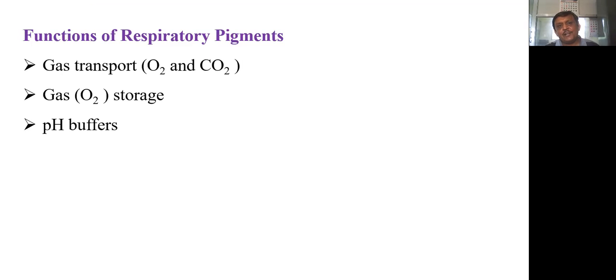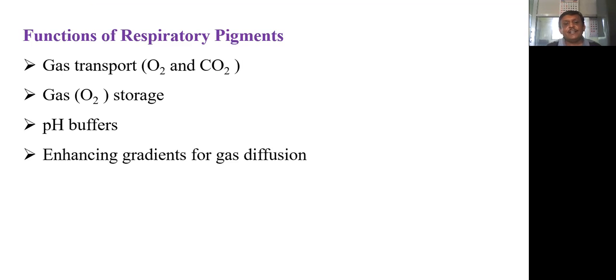The presence of respiratory pigment in the body fluid or in the blood helps to maintain the normal pH of the blood or the body fluid. So hence, we can say respiratory pigments act as a buffer to maintain the normal pH of the solution where they are present.